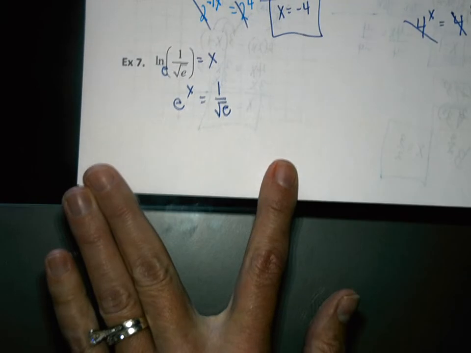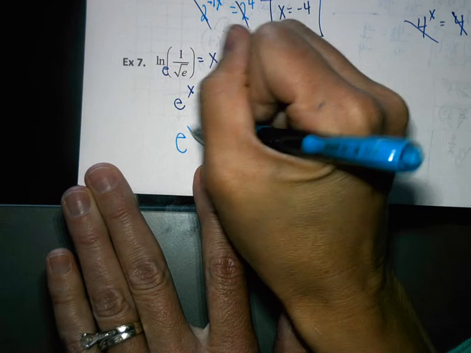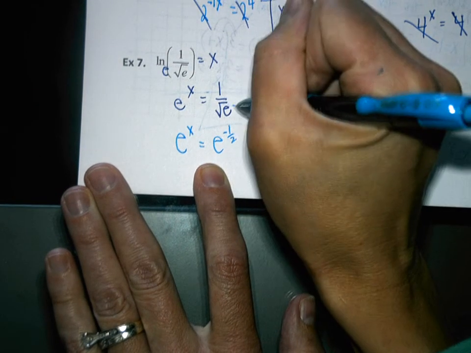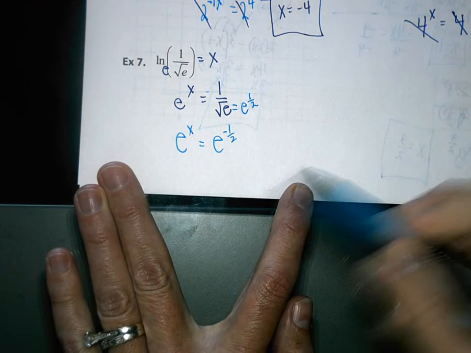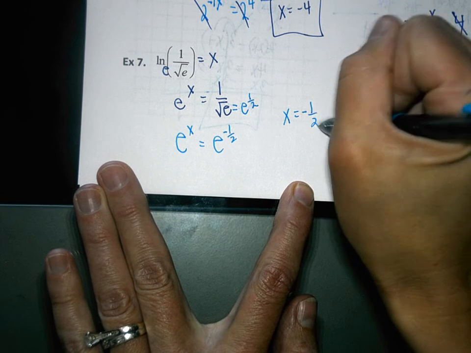E to the -1/2. Very good. So we get e to the x equals e to the -1/2 because this e is the same thing as e to the 1/2. And then to bring it up, it gets the negative. So my answer is just what? x equals -1/2.